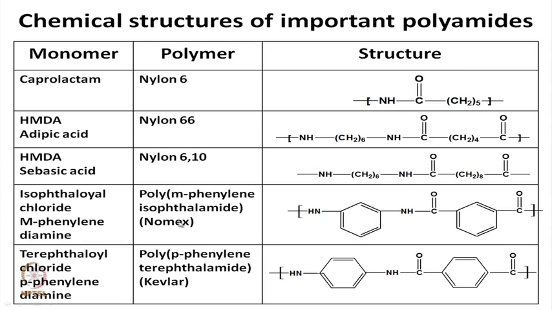Sometimes Nomex is used for making film, whereas Kevlar is always used for fiber, which is made from para linkage of diamines and the diacid or diacid chlorides. So, terephthaloyl chloride is the diacid chloride and paraphenylene diamine is the diamine.